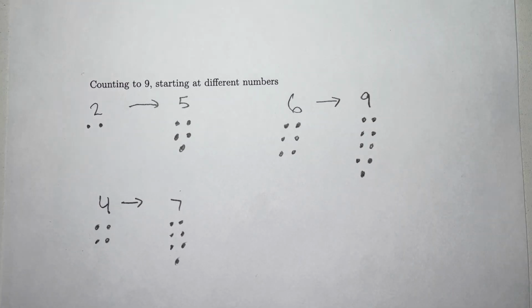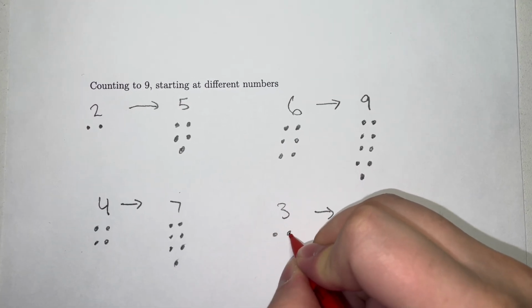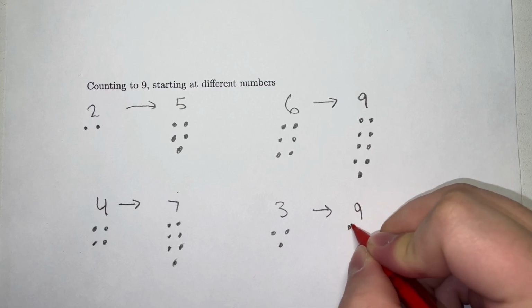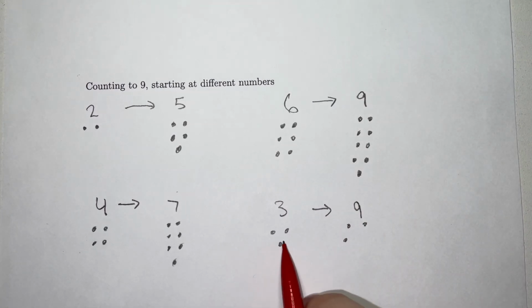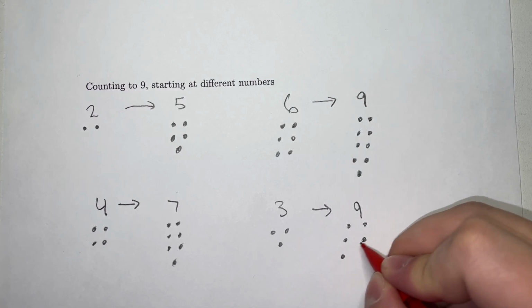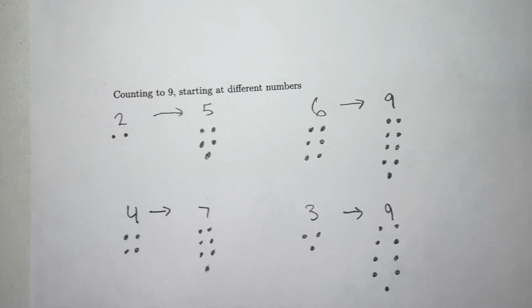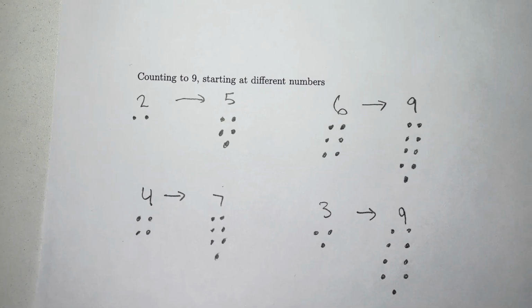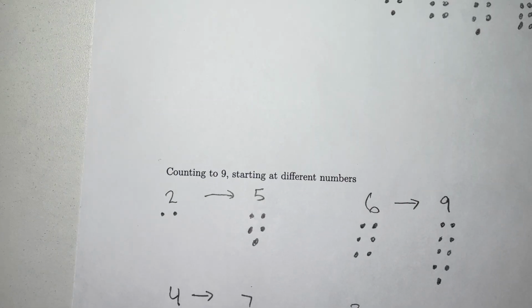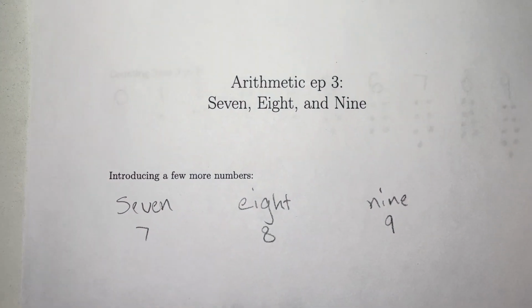So let's go ahead and start at 3 and go to 9. Okay, so we start with 3. So 3, 4, 5, 6, 7, 8, 9. Sorry, those kind of got a little spread apart there. But that's going to conclude our single digit numbers in the arithmetic series.